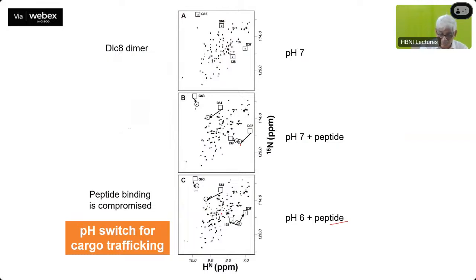Peptide binding is compromised here. So at particular pH, it binds the peptide, and if you change the pH at some other place, it will release the peptide. So this is a kind of a signal. pH change can be a signal for the trafficking mechanism. So therefore we call it a pH switch for cargo trafficking. Okay. I think that is the end.